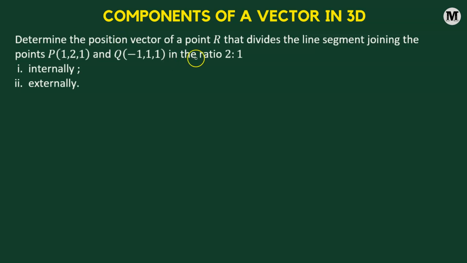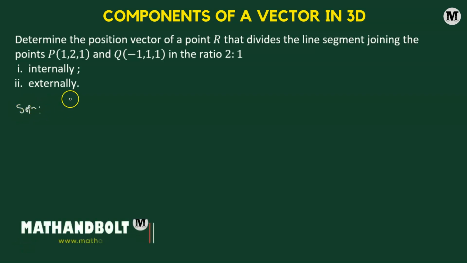Determine the position vector of a point R that divides the line segment joining the point P and Q in the ratio 2:1, first internally and then externally. Okay, let us begin. Let's try to understand the problem graphically first.